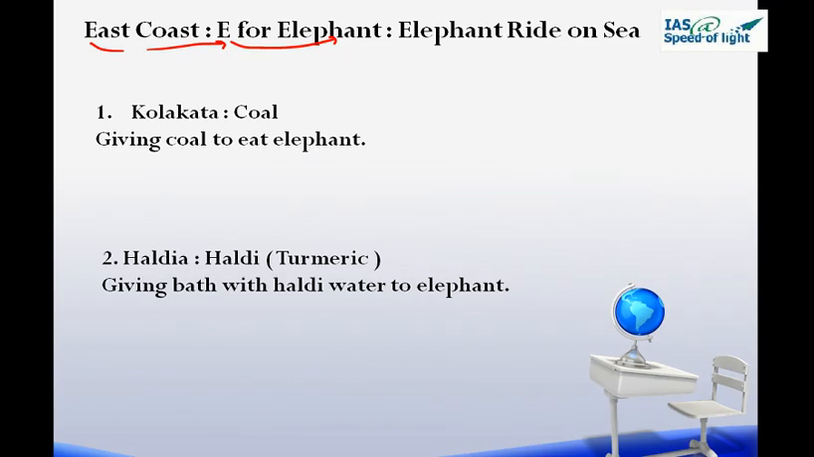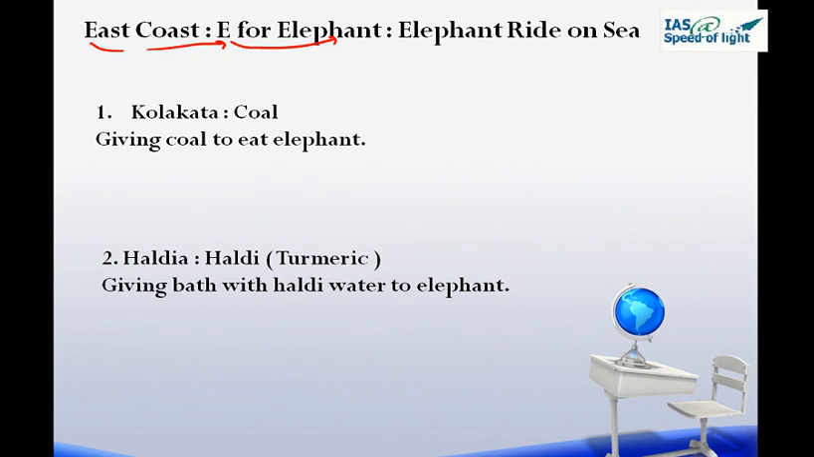Like A for apple, B for ball, C for cat, E is for elephant. To remember these eastern coast seaports, we are going to relate our elephant ride on sea with a different port. So elephant ride on sea. E for elephant and E is also for the eastern coast. The first one is Kolkata, and from Kolkata we get coal. Kolkata, coal. Kolkata is coal.